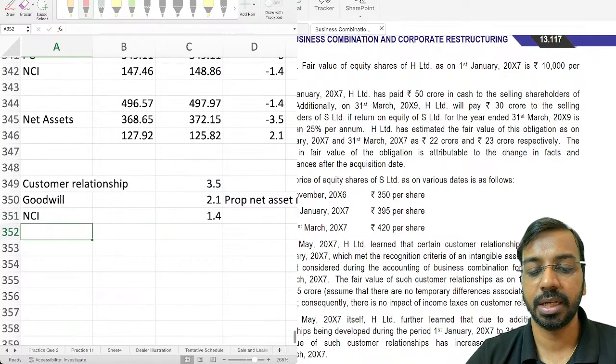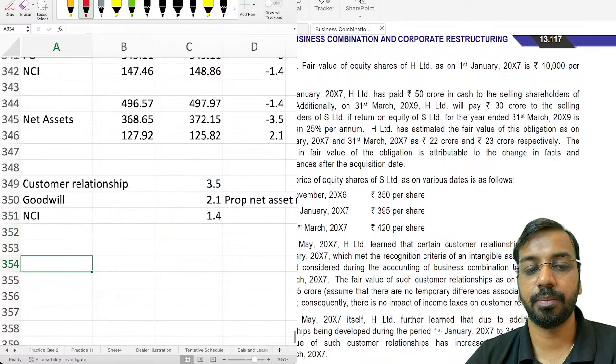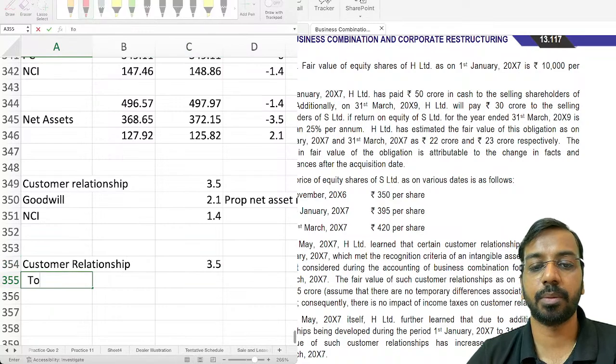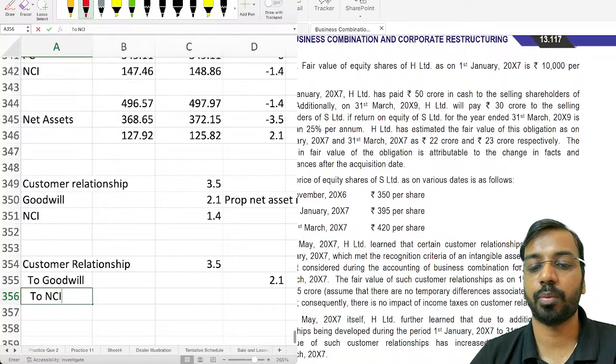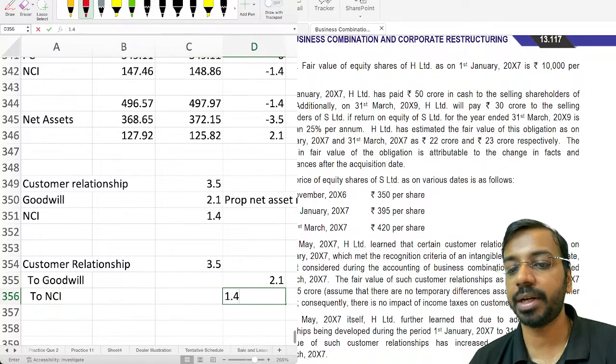So what you will do is you will debit customer relationship 3.5, to customer relationship 3.5, which will reduce goodwill. Goodwill reduction is 2.1, to NCI increase 1.4. So this is how we will account for it subsequently.